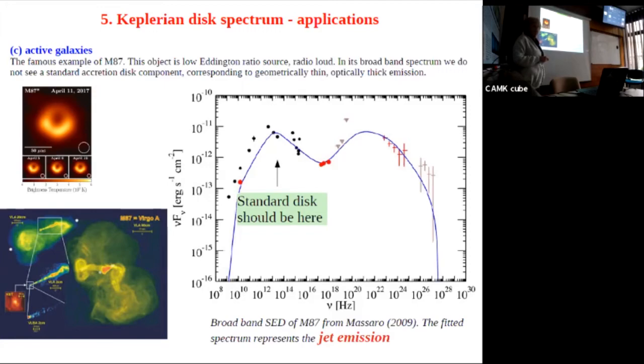So in low Eddington ratio sources, you cannot use the standard accretion disk model. Yes. It cannot be the case that disk emission has been suppressed by the jet emission. Like, no, there is no cold disk there. No evidence.